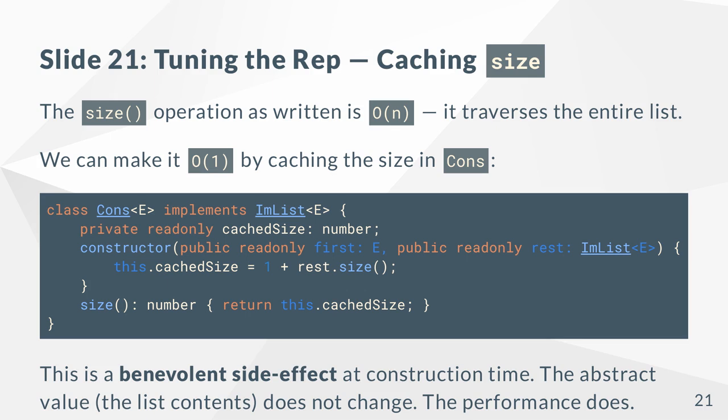The size operation as written traverses the entire list, O of n. We can make it O of 1 by caching the size in the cons class at construction time. The constructor computes cached size as 1 plus rest.size and stores it. The size method simply returns cached size. This is a benevolent side effect at construction time. The abstract value, the list contents, does not change. Only the performance does. After construction, every call to size is instant, regardless of list length.